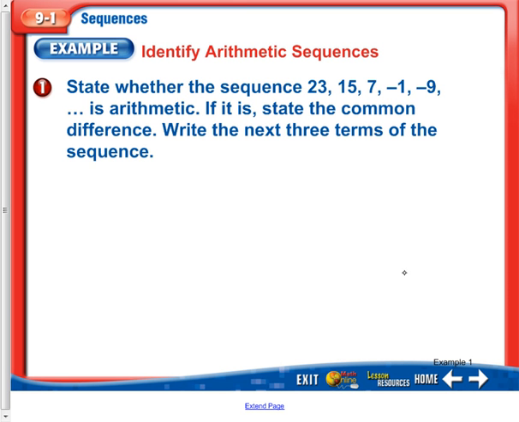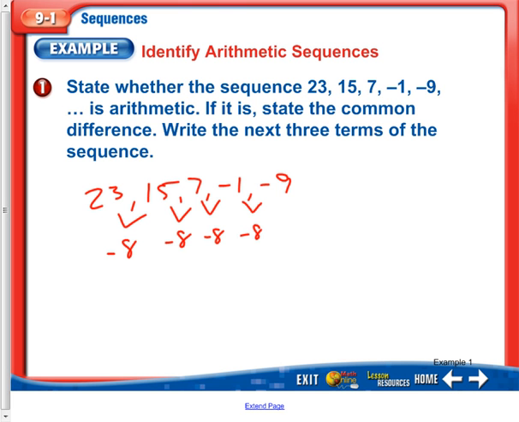So state whether the sequence given is arithmetic, and if it is, state the common difference. So when I look at this, first I'm going to go ahead and copy this down. 23, 15, 7, -1, -9. All right, so from 23 to 15, it looks like we're subtracting 8. Same thing here, subtracting 8, and then another -8. So this is an arithmetic sequence. It doesn't have to be addition. It could be subtraction as well. The common difference is -8.